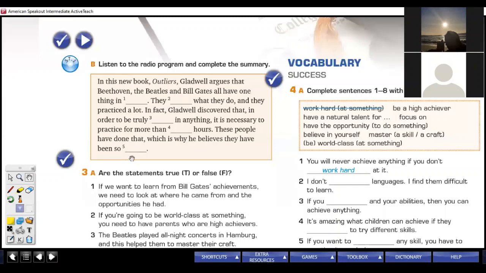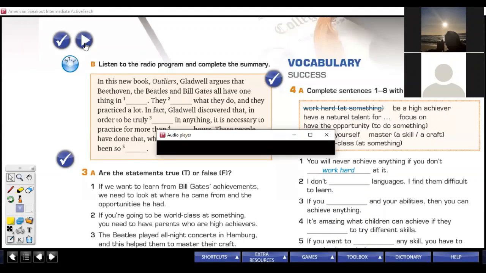So I'm going to play the audio. Just tell me whether you are ready or not. You ready? Well, I guess you were born ready. So let's get down to the listening. You already know what to do. Just fill in the blanks.